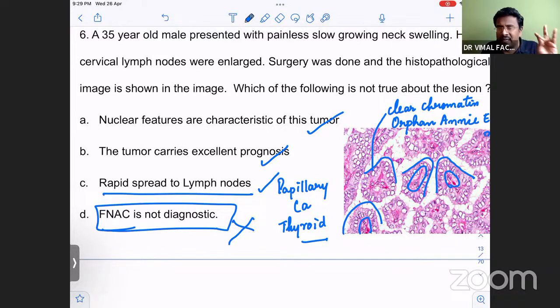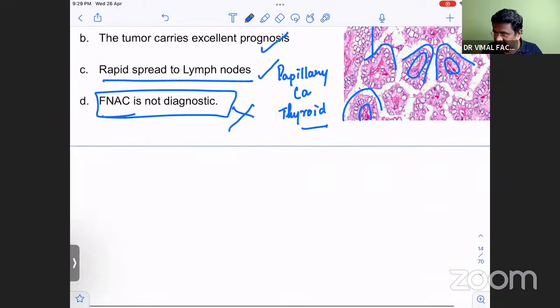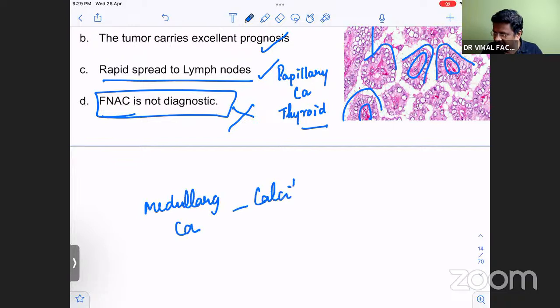Please remember that possible MCQs which can be asked from medullary carcinoma thyroid: the cell of origin is parafollicular C cells. And what is the tumor marker for this medullary carcinoma thyroid? Yes, it is calcitonin. And another important thing, though calcitonin is a tumor marker, hypocalcemia is not a prominent feature. Hypocalcemia is not usually seen.